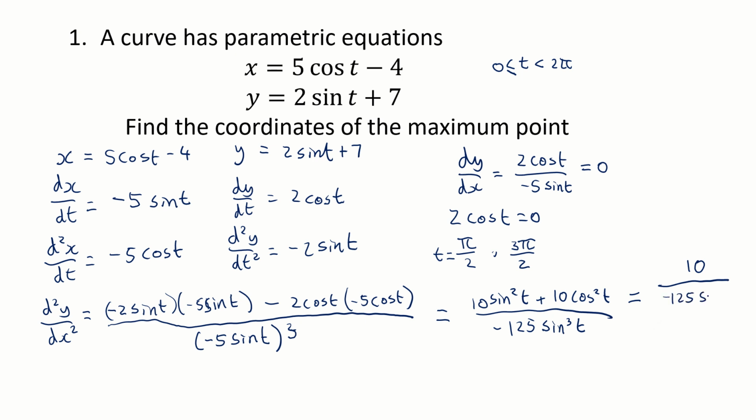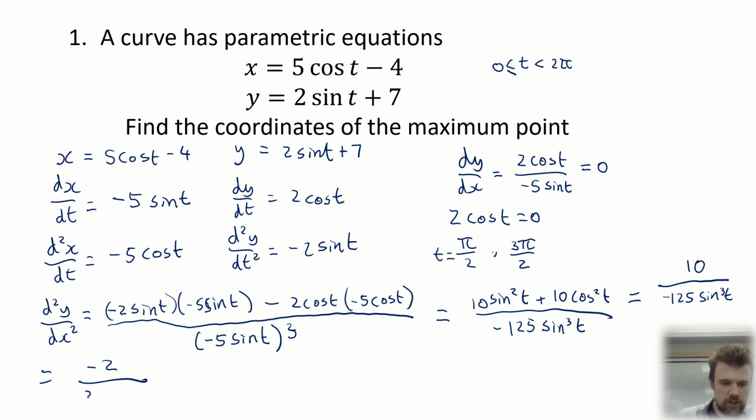You could even divide top and bottom by 5, actually, now looking at that as well. Wow. It just keeps on going, doesn't it? So we've got minus 2, and then on the bottom, we've got 25 sine cubed t. So there we go. That's what d squared y over dx squared simplifies to. And so now I can plug in pi over 2 and 3 pi over 2 into that.